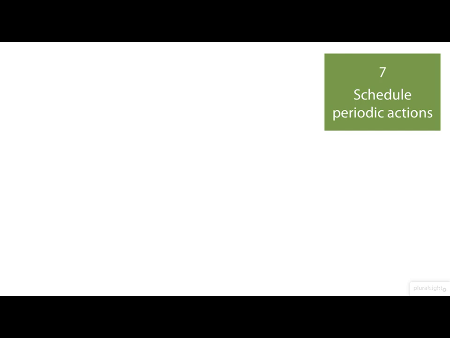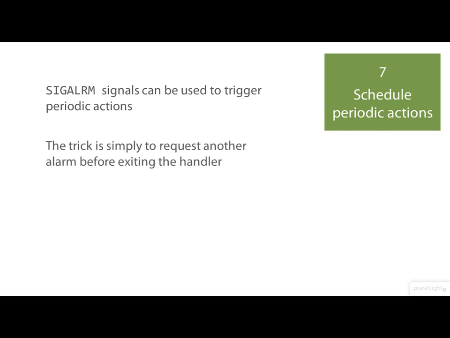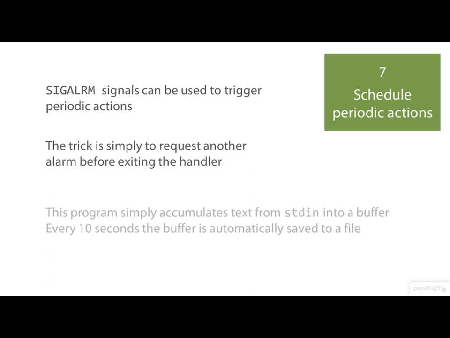Suggestion 7. Schedule periodic actions. You can use SIGALRM alarm signals to trigger periodic actions. The trick is simply to request another alarm before exiting the handler each time.